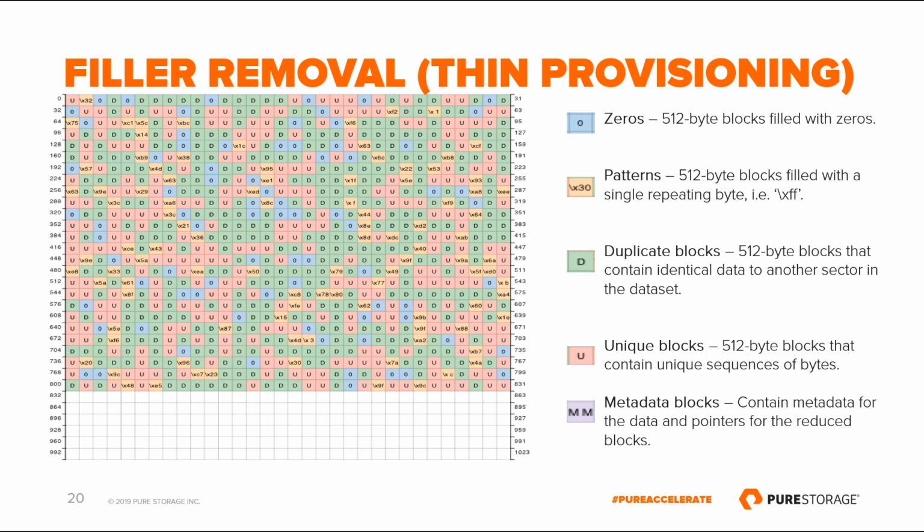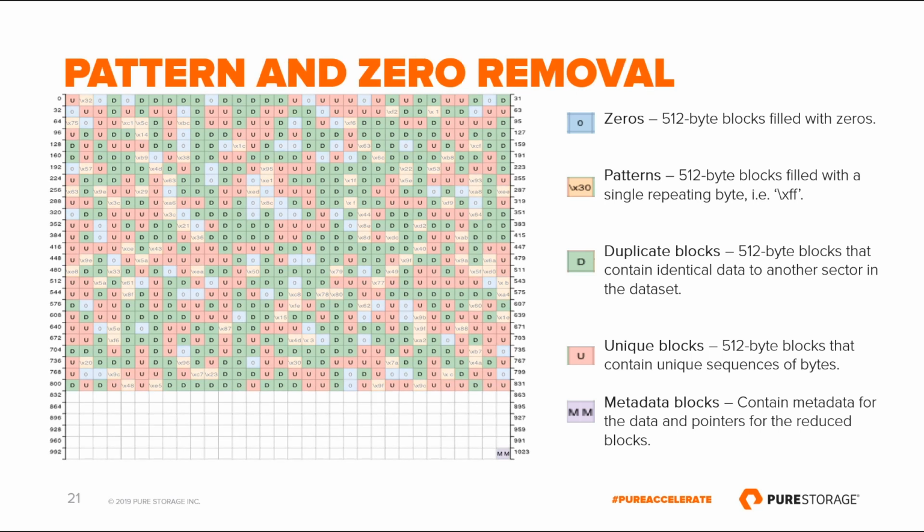So that's basically thin provisioning, right? Any volume on the FlashArray is pretty much thin provisioned by default. So if you create a LUN or hundreds of LUNs, nothing gets consumed on the back end until you actually mount it and write data to that LUN. And then the next thing we do is go ahead and remove any patterns or scattered zeros throughout the data set.